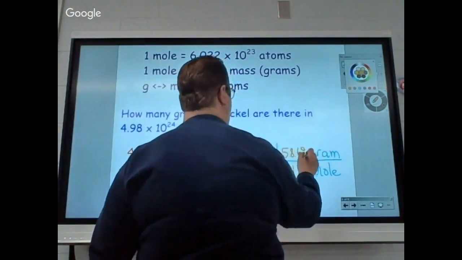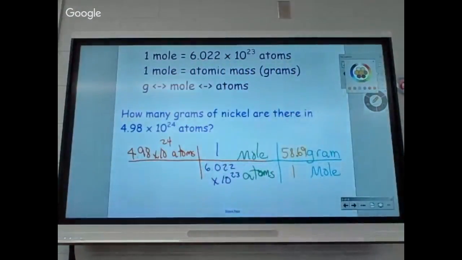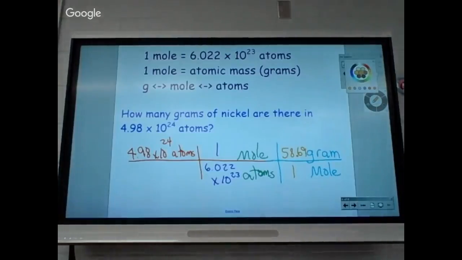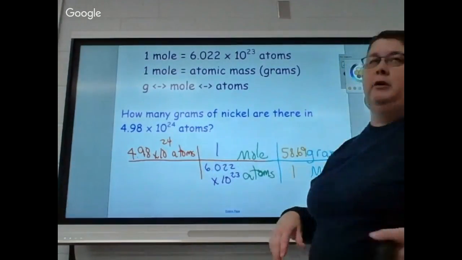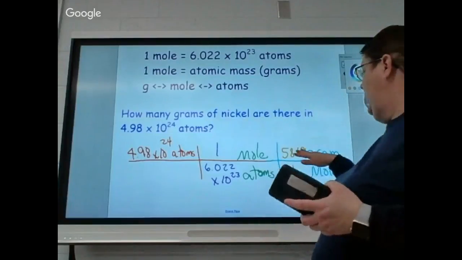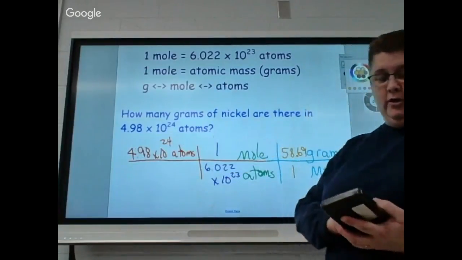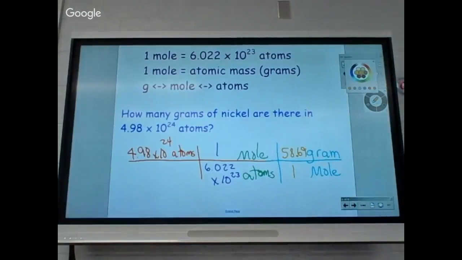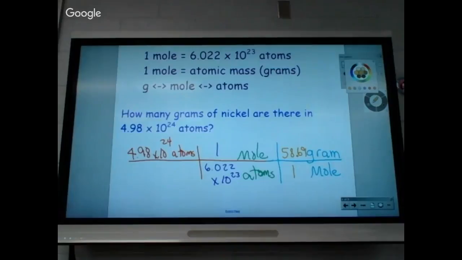0.69. Okay? Now, this time, you can choose to either divide these two first and then multiply. I don't do it that way personally. I multiply across the top first and then I divide. But it doesn't matter. You can do it either way. I do 4.98, second EE, 24, and then I multiply the top.